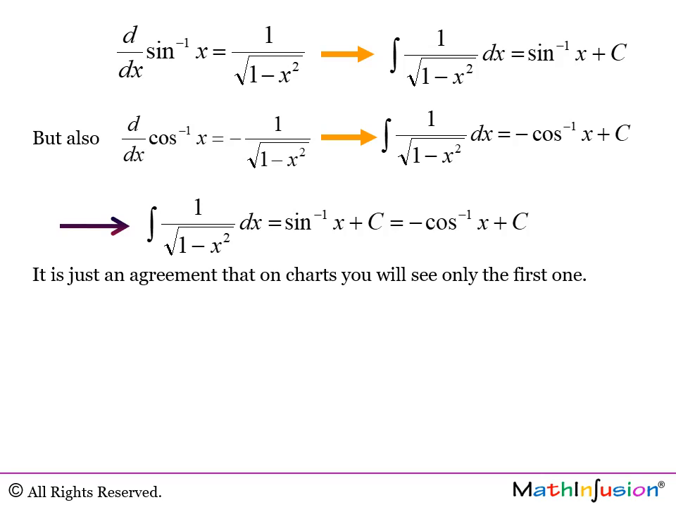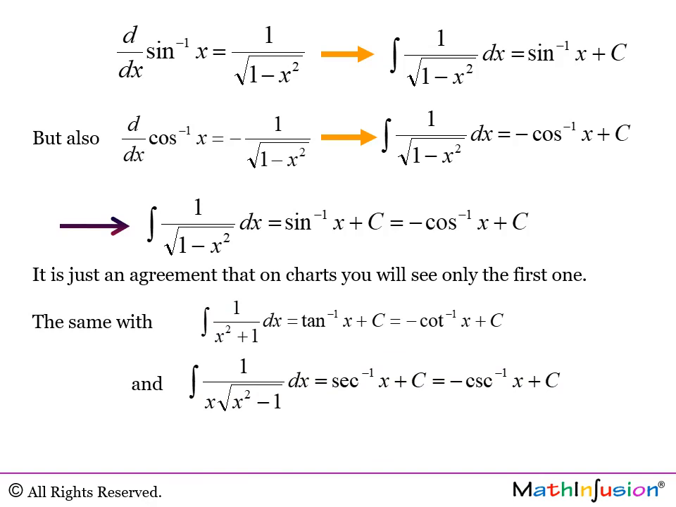There are more cases like this. The integral of 1 over x to the power of 2 plus 1 dx is not only arctangent of x plus c, it's also negative of the arccotangent of x plus c. And the same story with the antiderivative of 1 over x times square root of x to the power of 2 minus 1. It is arcsecant of x plus c, but also, and you don't see this often, negative of the arccosecant of x plus c.